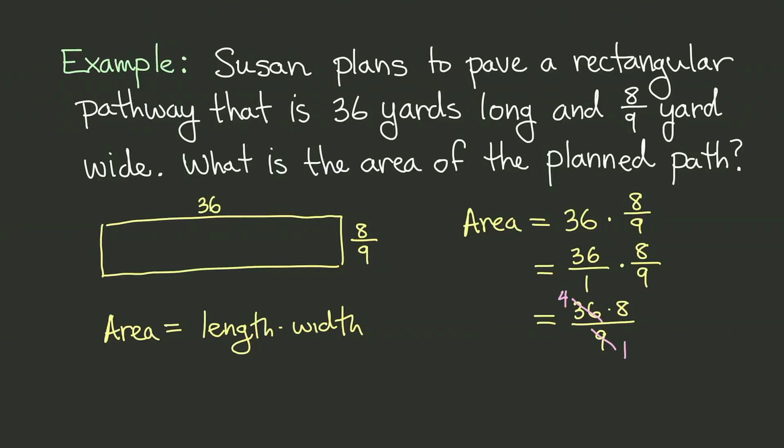So we have 4 times 8 on the top, which is going to be 32. Divided by 1, we can't reduce that anymore, and so our answer is going to be 32 square yards, which we can write as yards squared, like that.